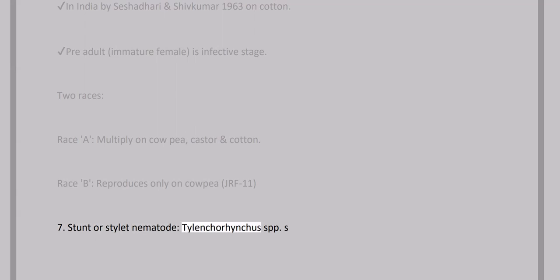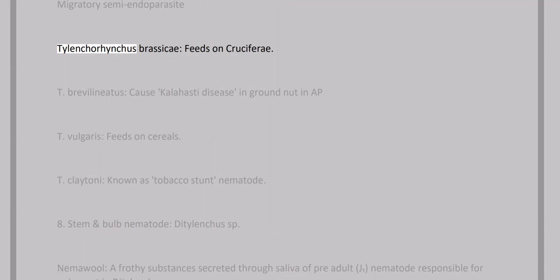7. Stunt or stylet nematode, Tylenchorhynchus spp. Migratory semi-endoparasite. Tylenchorhynchus brassicae feeds on cruciferae. T. brevilineatus causes Pulsa disease in groundnut in AP. T. vulgaris feeds on cereals. T. claytoni is known as the tobacco stunt nematode.